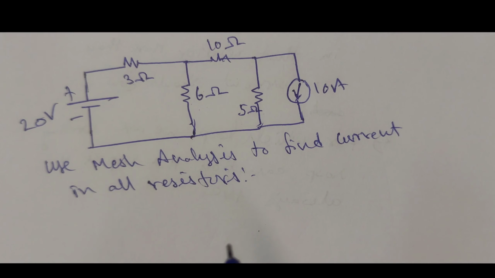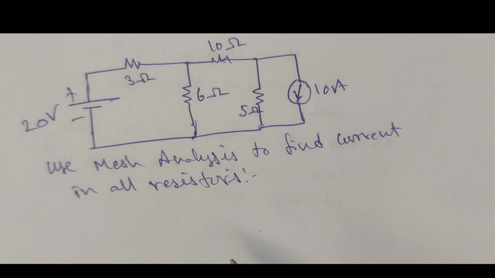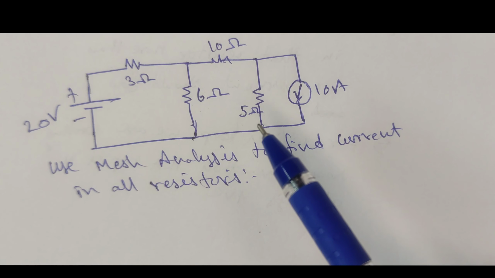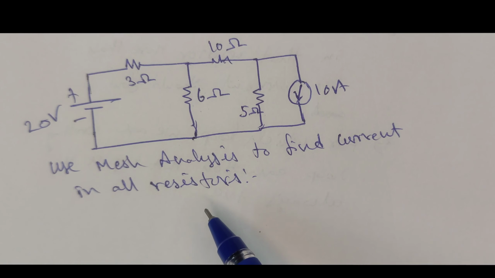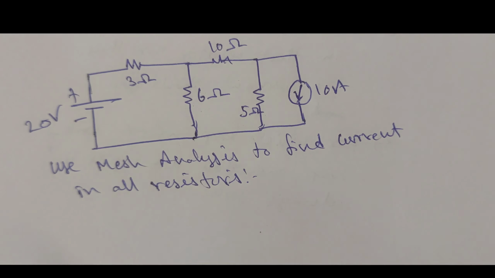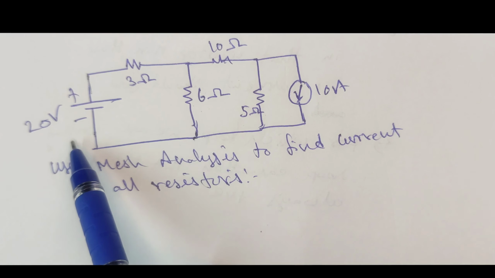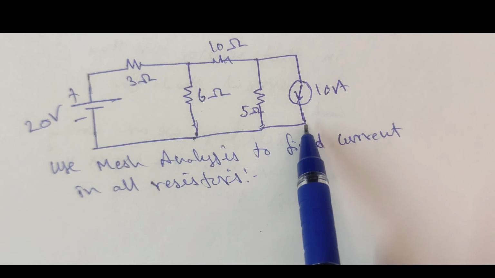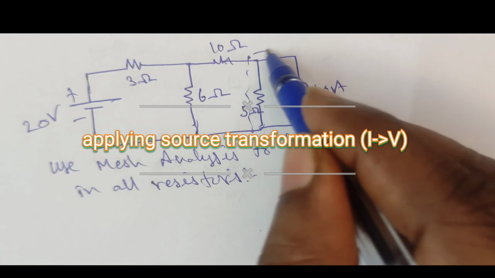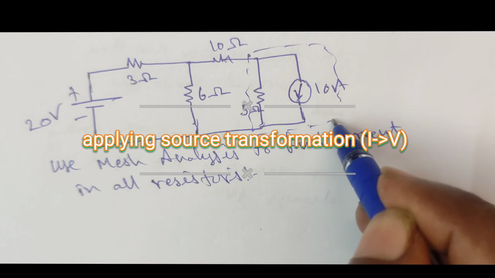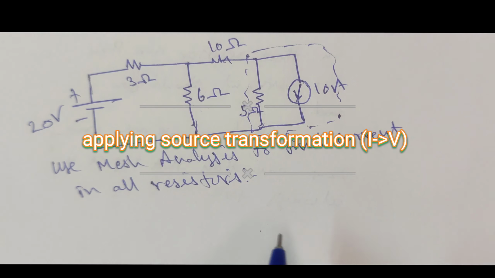Now I have taken this circuit as an example. For this circuit, we are going to apply mesh analysis to determine the current across all the resistances. The first step is to ensure all the sources are voltage sources, but in the given circuit we have one voltage source, and the second source is a current source. When you have a current source, we need to apply source transformation and convert that current source into a voltage source.